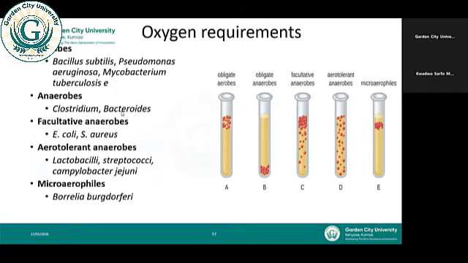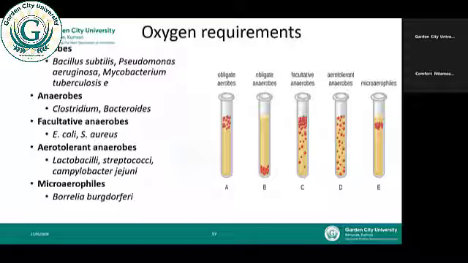Then Clostridium, the bacteroids, they are anaerobes. So when you want to culture them, you have to remove the oxygen content from that. Then E. coli, Staph aureus, they don't mind switching between aerobic and anaerobic conditions. Then aerotolerant anaerobes, they are not bothered by the presence of oxygen, but they will go in for anaerobic respiration. So Streptococcus, Campylobacter, Lactobacilli.